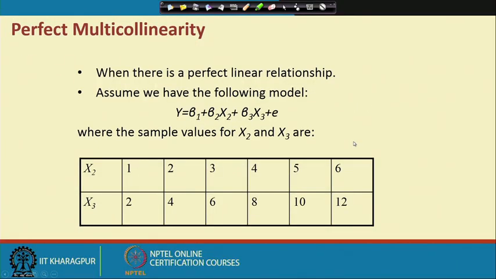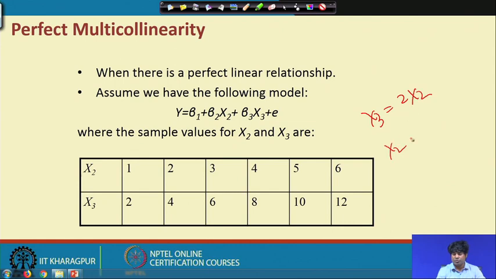So this is one case of perfect multicollinearity. Here you see x2 and x3. Technically x3 is nothing but 2 times x2, so x3 equals 2 x2, or x2 equals 1/2 x3. That means the same data points are repeated at different levels by multiplying by 2. So technically x2 and x3 are the same.